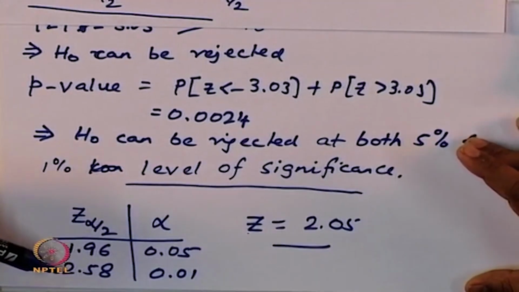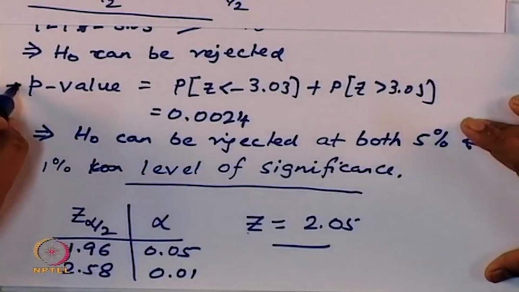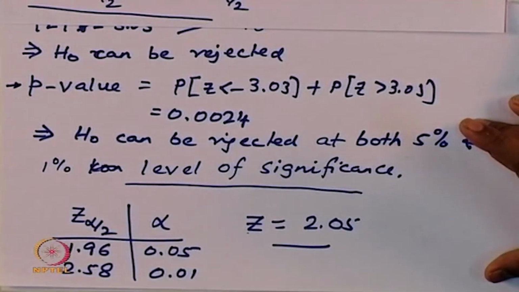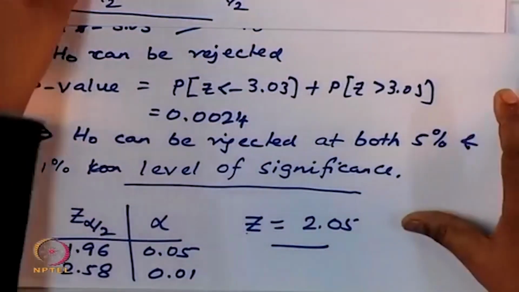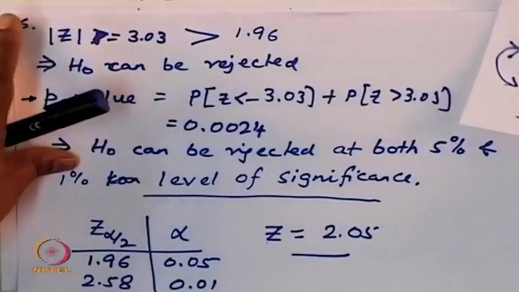And this causes some level of ambiguity, and this is the reason why we always report the p value of the test.